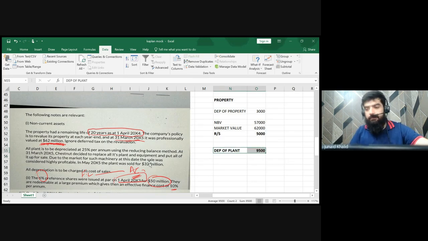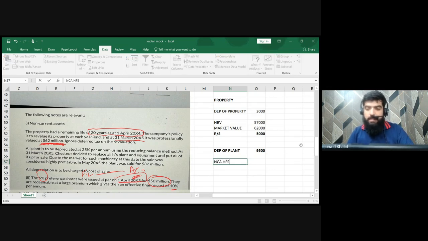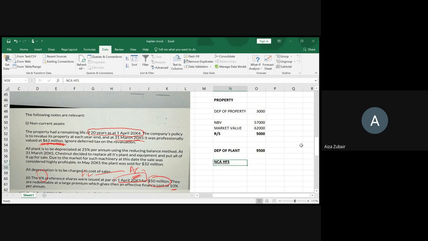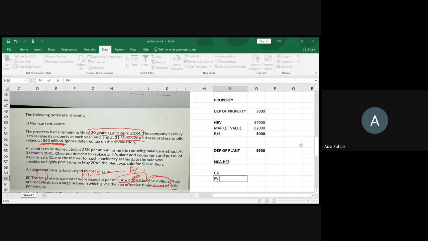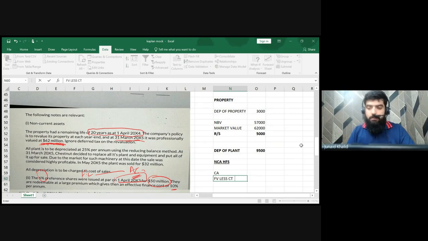Are you getting the point? Now what are we going to do? We need to compare. If we are moving towards a non-current asset held for sale, at what amount should it be recognized? Lower of carrying amount and fair value less cost to sell. What is the fair value less cost to sell? 32,000.